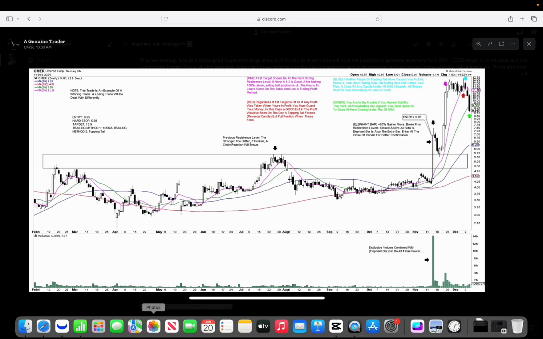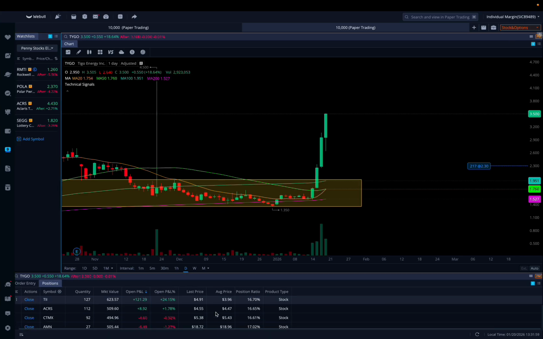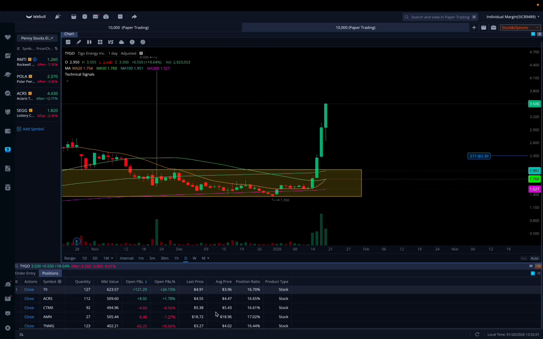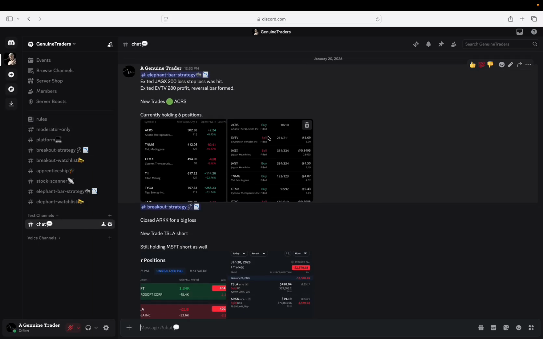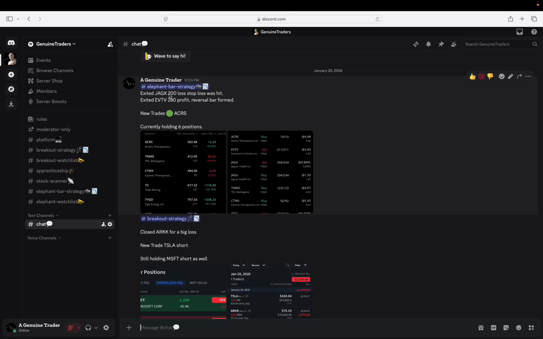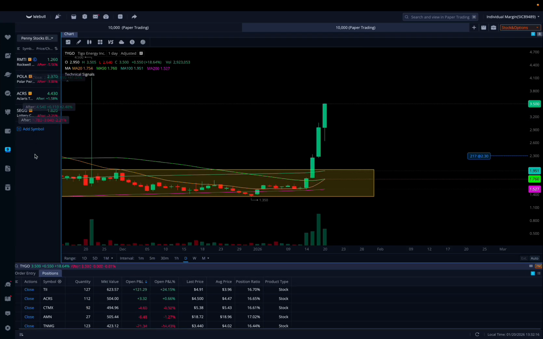So I'm going to go over a couple of examples here that I am holding right now, and also a couple of trades that I did take today, a couple of exit points that I did take today, because I do have a couple of trades over here that I took today, taking a couple of losses. One of them was JAGX. So this is a good example here, let's take a look at it.